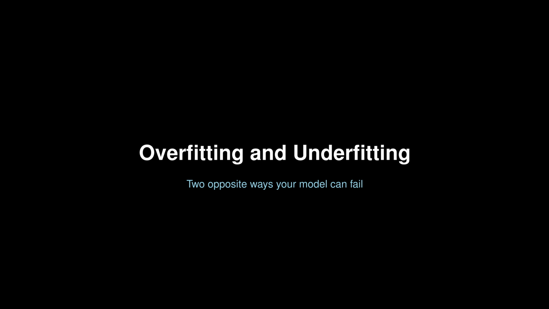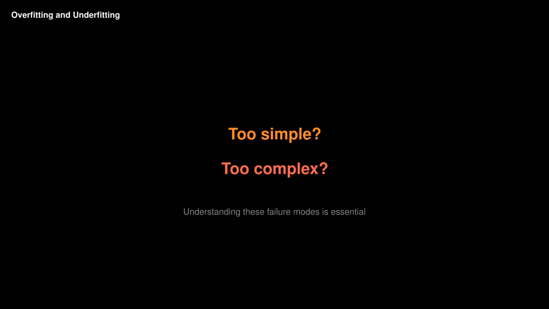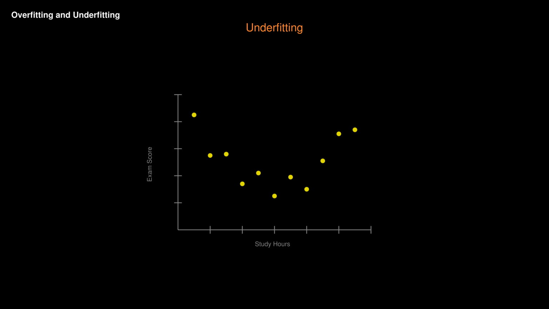Overfitting and underfitting. Your model can fail in two completely opposite ways. It can be too simple to capture what is going on, or it can be so complex that it memorizes noise instead of learning patterns. Understanding these two failure modes is one of the most important ideas in all of machine learning. Let us start with underfitting.